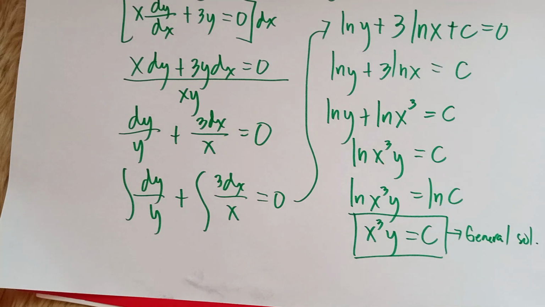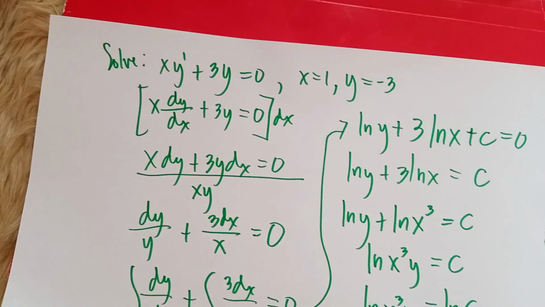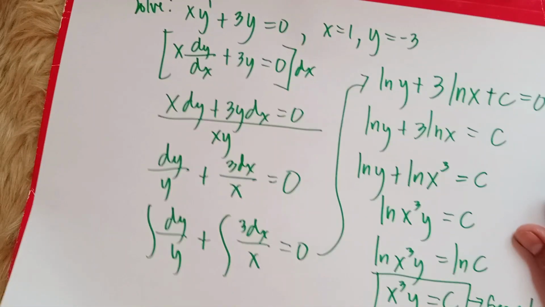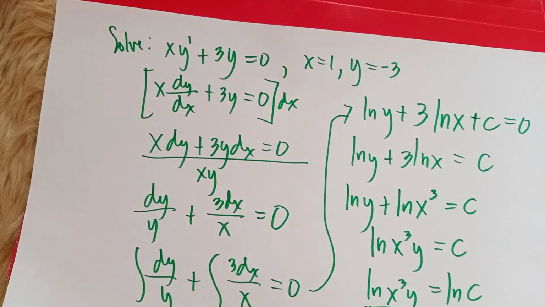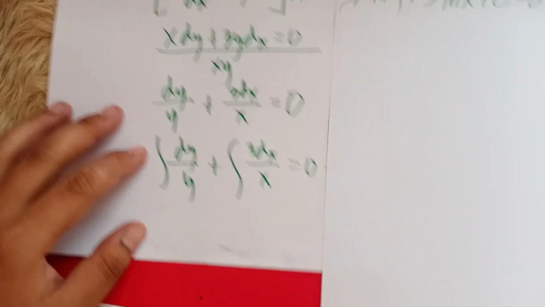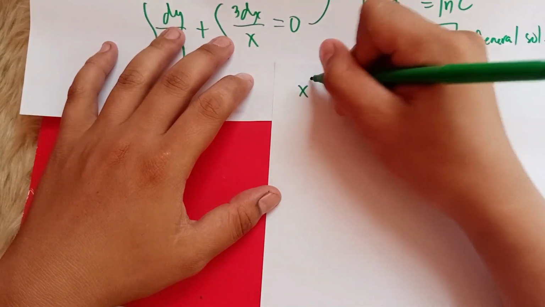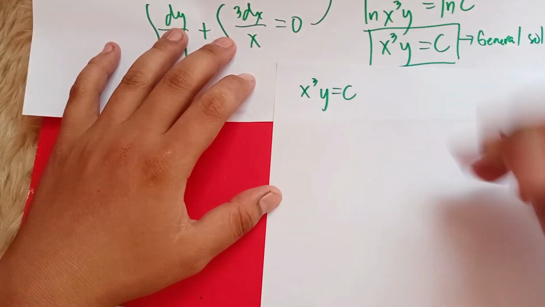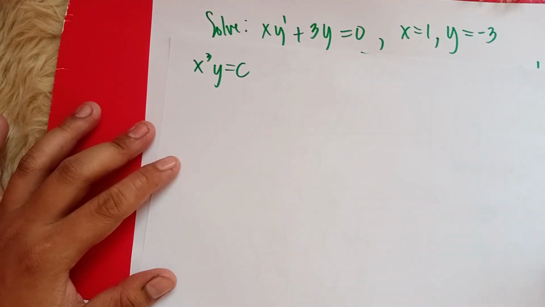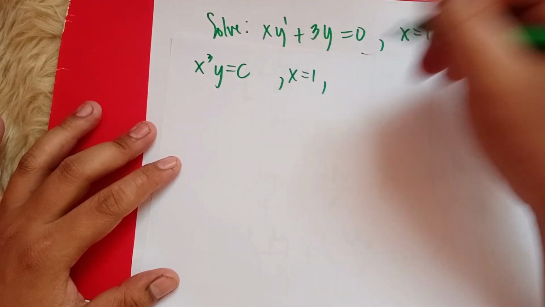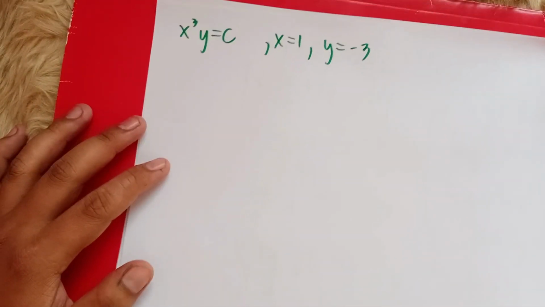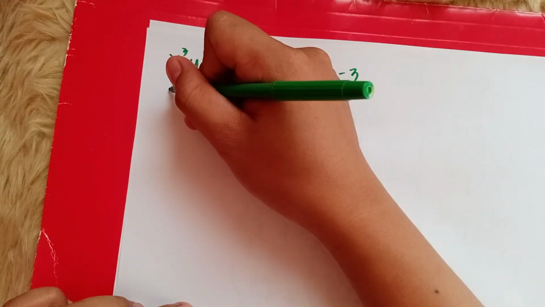Okay? So, since in our problem, given pa tayo ng boundary condition, so, isa-solve natin ito using the boundary condition to get the particular solution. Copy lang natin mga boss. Copy lang natin to. So, you have x cubed y equals c. So, ito na po yung general solution natin. So, yung x natin equals 1, tsaka yung y natin is negative 3. So, substitute lang natin mga boss.